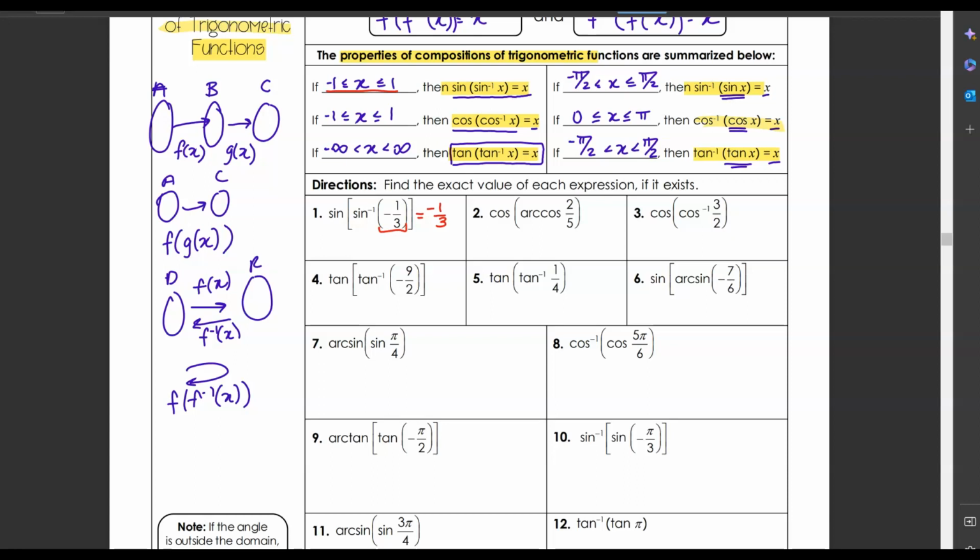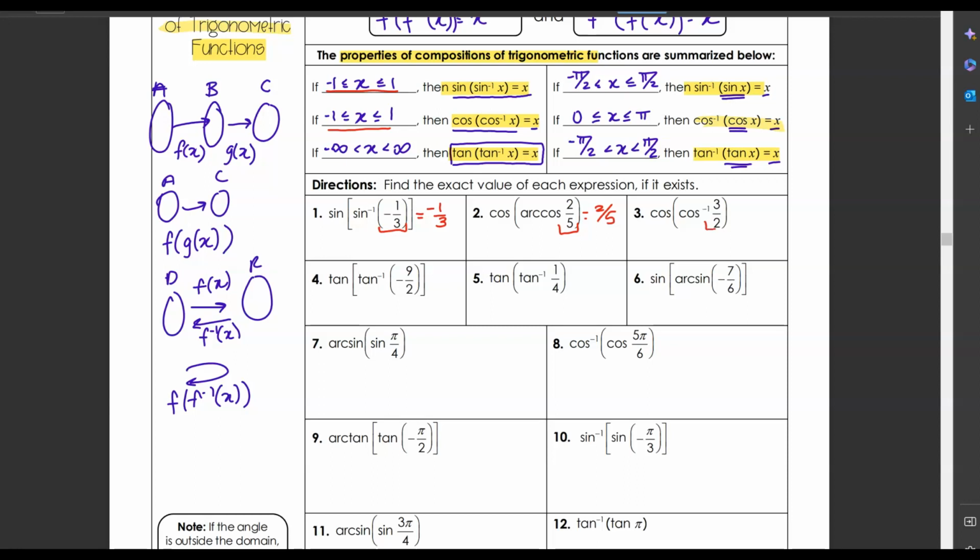Now I'm going to look at number 2. Notice I'm starting with arc cosine of 2/5. Because arc cosine is what's inside, I need to make sure 2/5 is between -1 and 1. It is. Therefore, this output will be 2/5. All right, looking at number 3.